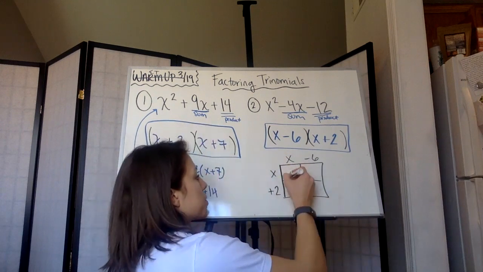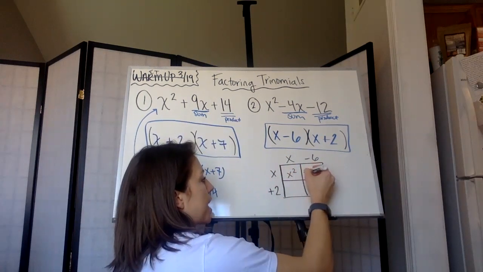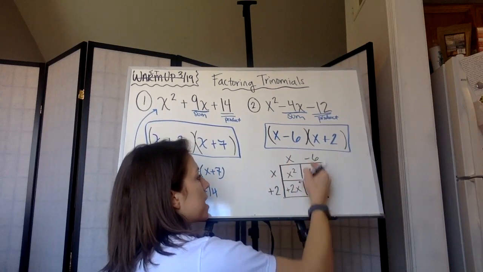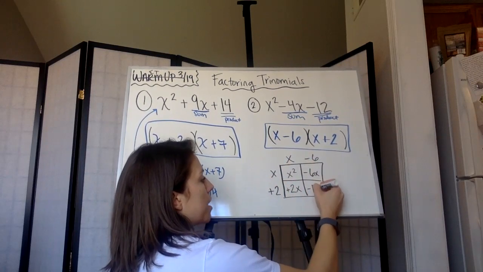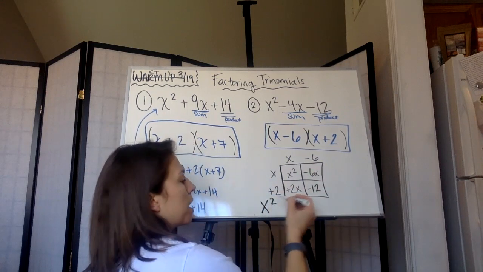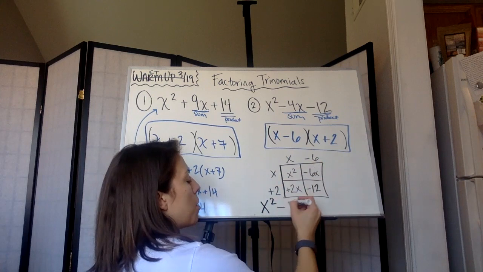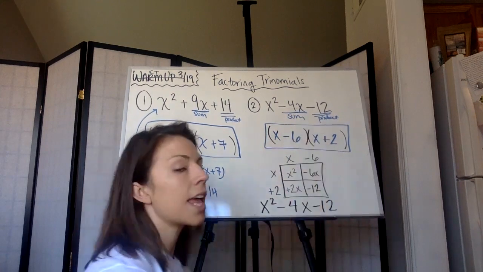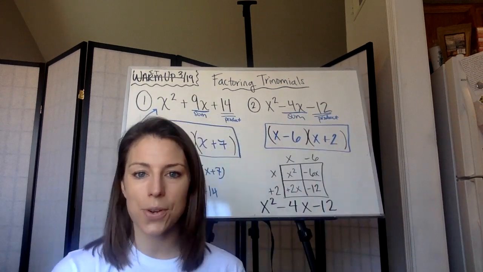x times x, x squared. -6 times x, -6x. x times +2, +2x. -6 times 2, -12. Let's see. That leaves us with x squared. Combine these two: -4x minus 12. Is that what we started with? Yes, we did it correctly.